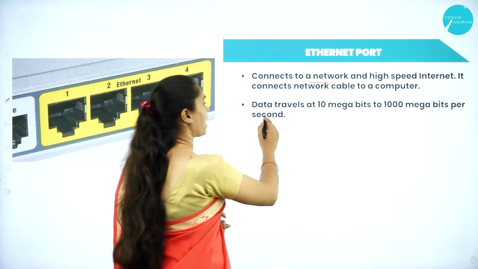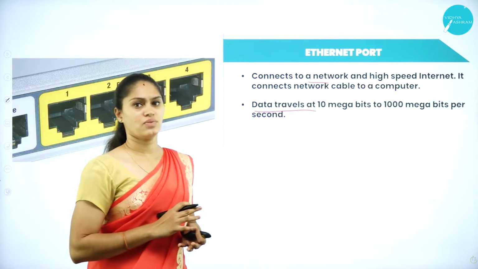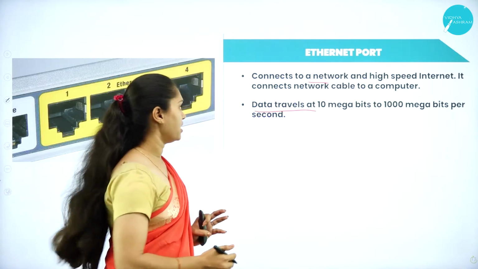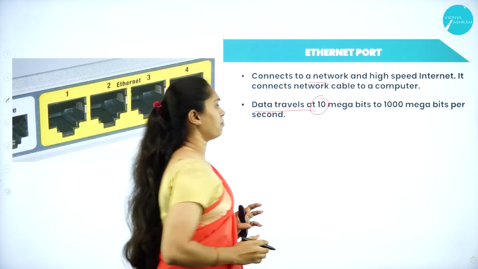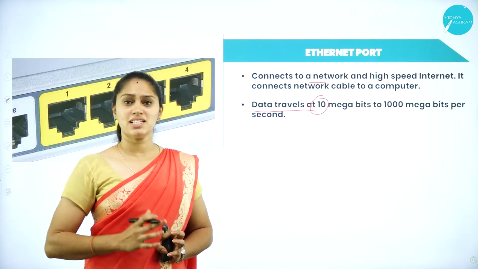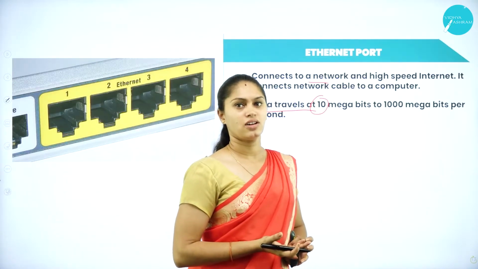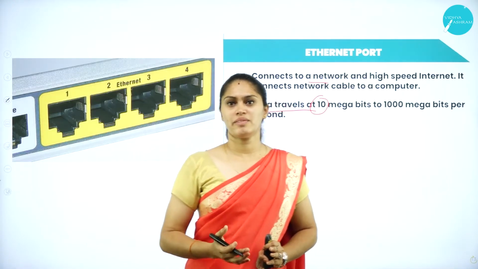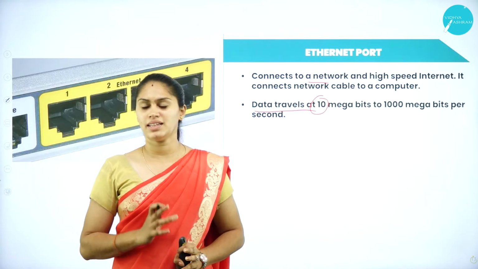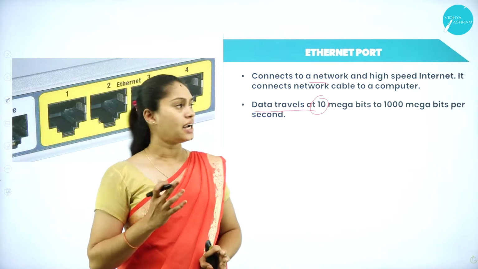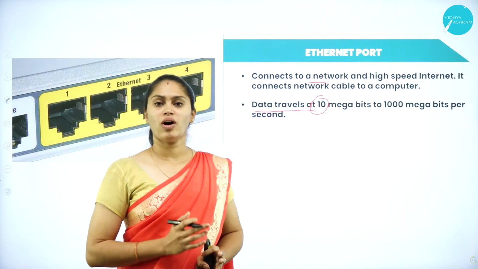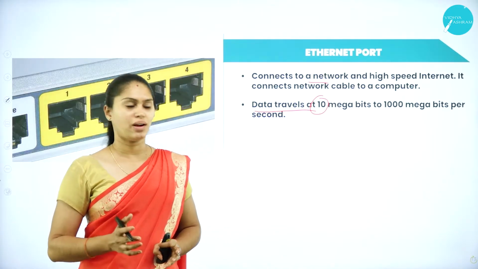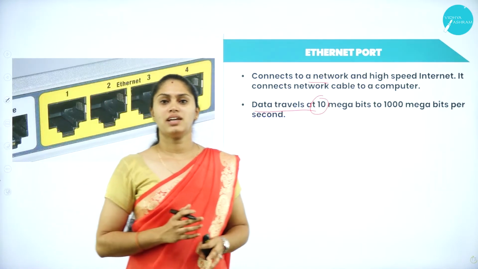Okay, so how does data travel with the help of this Ethernet port? It has a speed up to 10 megabits to 1000 megabits. It is mainly based on the bandwidth or quality of a network. It will vary from device to device or from area to area. Ethernet port is mainly used to connect a network or internet to the computer system. So the data transfer varies from 10 Mbps to 1000 Mbps.